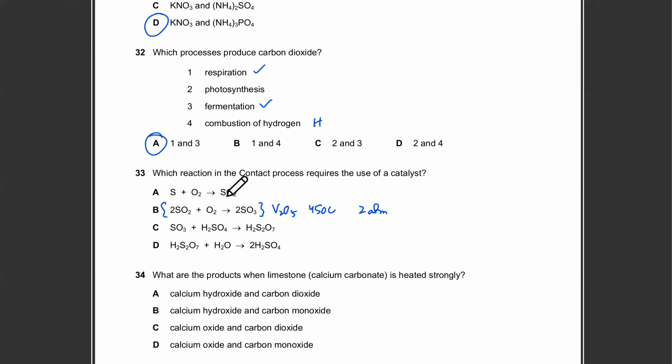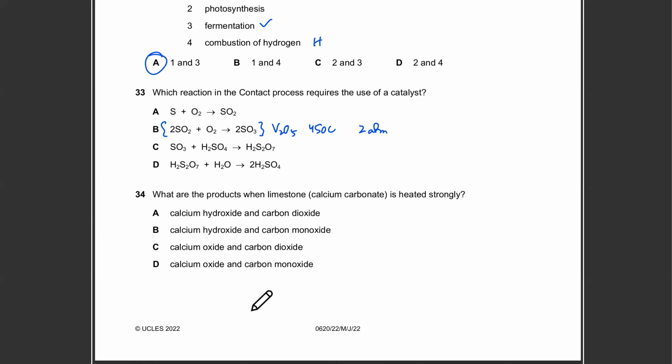You burn sulfur, you produce sulfur dioxide. Sulfur dioxide is further reacted to form sulfur trioxide, which is then dissolved in concentrated sulfuric acid to form oleum, in which you add water and you get 2 moles of sulfuric acid.